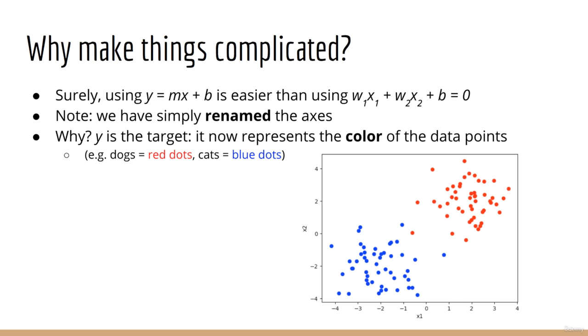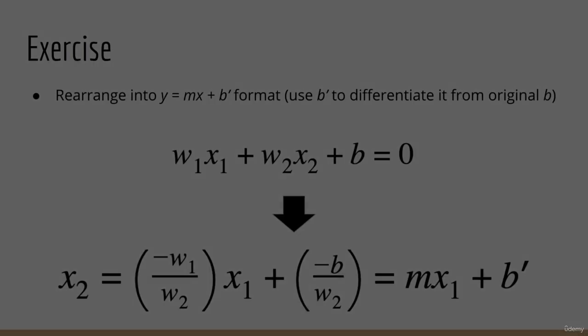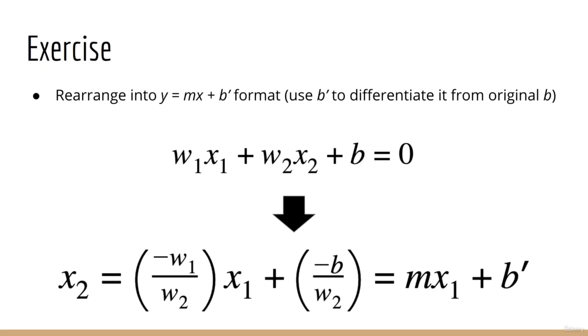So x1 represents the horizontal axis and x2 represents the vertical axis. Y is not an axis. This is different from linear regression, where the target y was an axis on the graph. Now that you know this, you should be able to rearrange the equation w1x1 plus w2x2 plus b equals 0 into slope-intercept format. What I mean by that is, have x2 on the left side by itself, and then you'll have some slope times x1 plus some intercept.